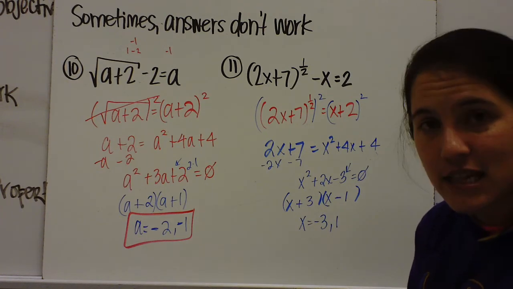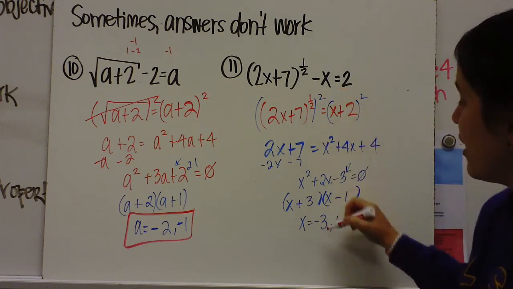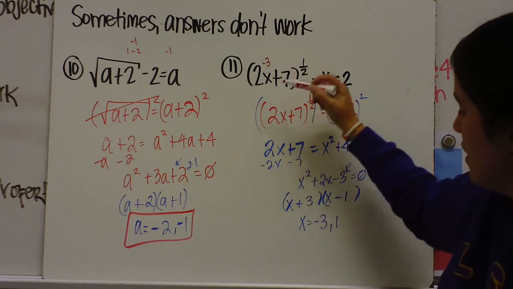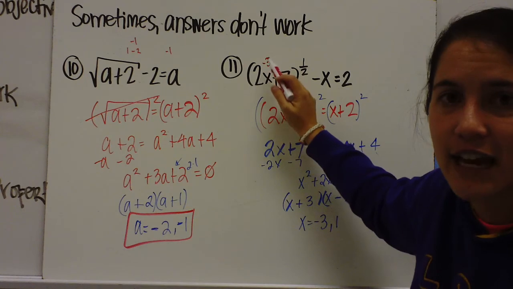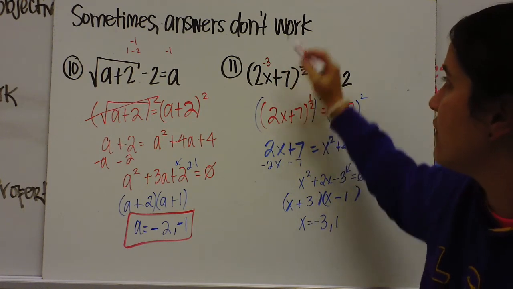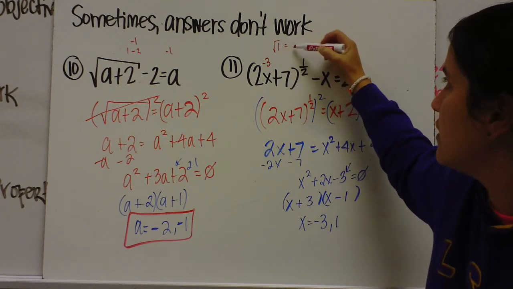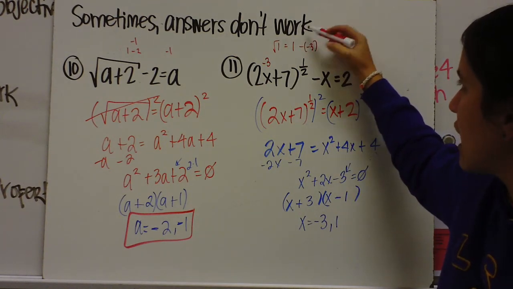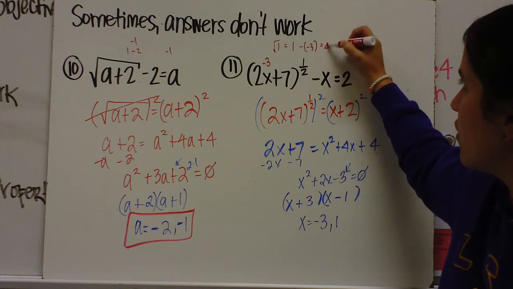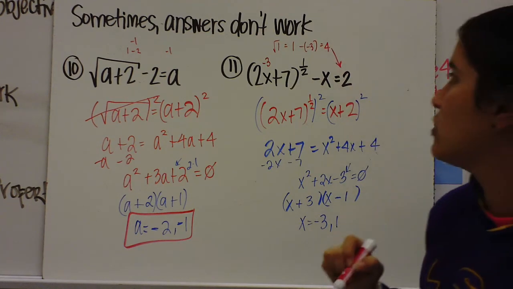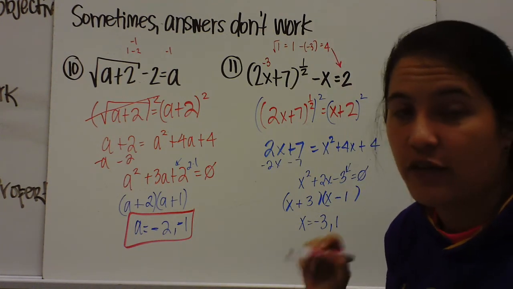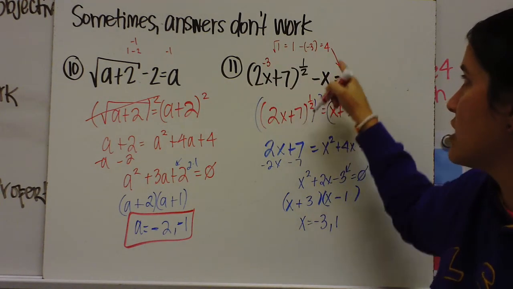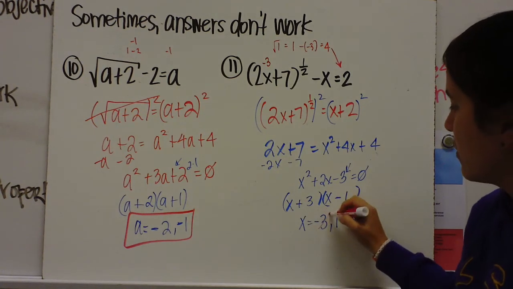Now let's test them to make sure. When I go up here and I put a -3 in, 2 times -3 is -6, plus 7 is 1, square root of 1 is 1. 1 minus -3 is 4. Does 4 equal 2? No. Now if you didn't follow that, rewind it again. I substituted -3 and I worked it out, and -3 does not work.